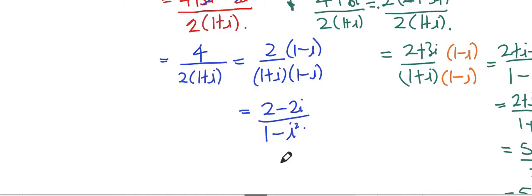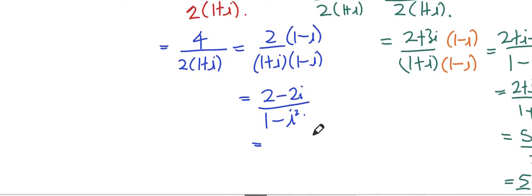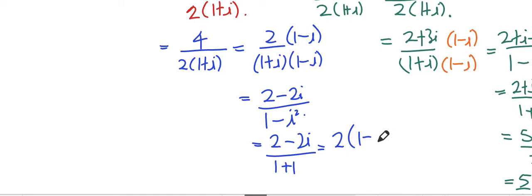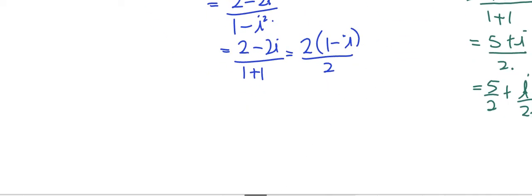whereas the denominator you have 1, and that's minus i squared, and we know i squared is negative 1, so I can plug that value inside. So you have 2 minus 2i over 1 times negative 1, which is plus 1. That will give me 2(1 minus i) over 2. Now simplify this by cancelling these two, and what's left is 1 minus i.